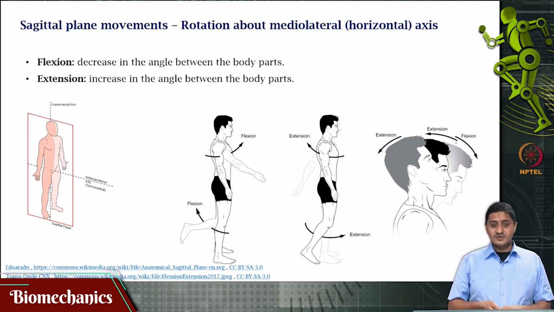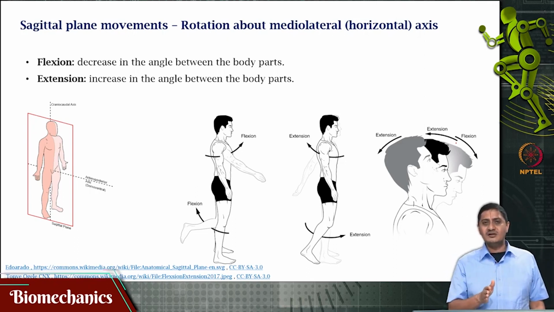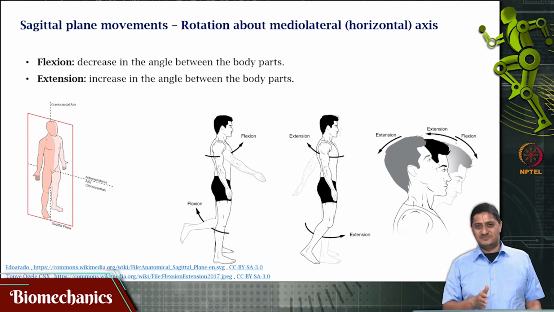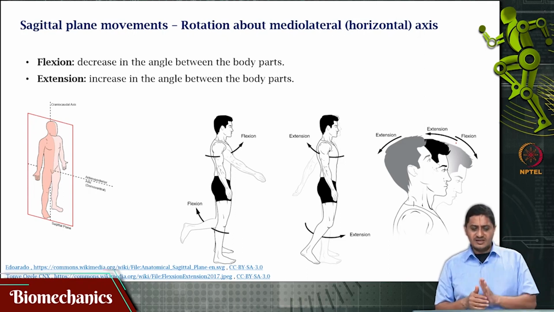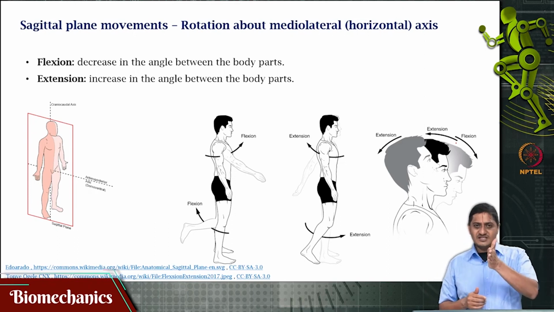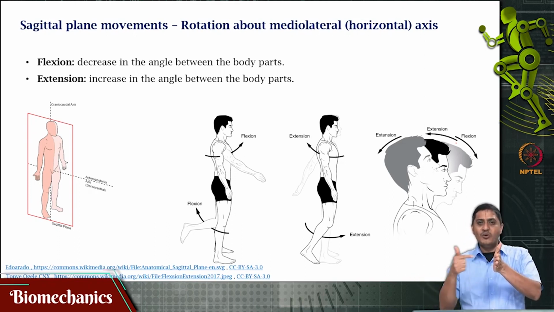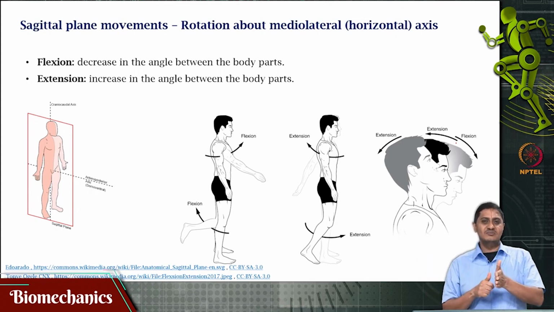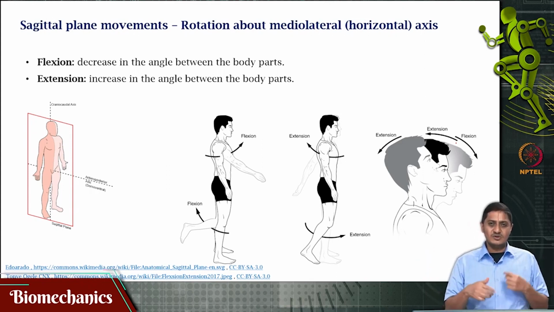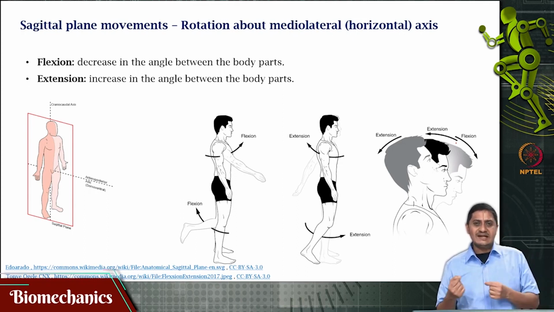Now, considering that, what are those movements that happen within a sagittal plane or parallel to the sagittal plane? Any movement that has to happen in the sagittal plane will have to happen about that axis which is going from the left side to the right side or from the right side to the left side, the mediolateral axis. The rotation will happen about the mediolateral axis.